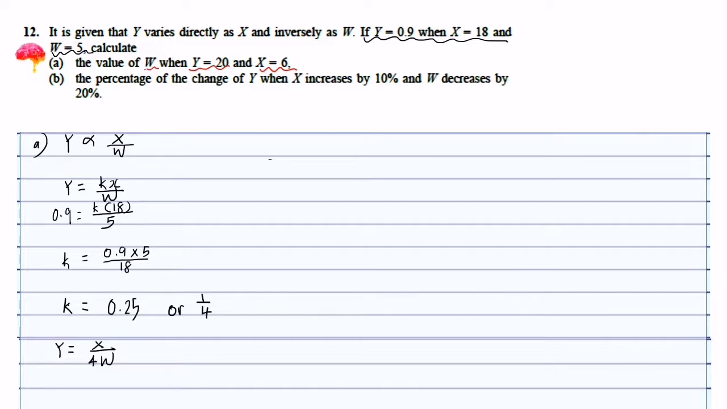So we substitute into the complete equation here, and we obtain 20 equals 6 over 4W. So 20 times 4W equals 6. 80W equals 6. So W equals 6 over 80. W equals 0.075.